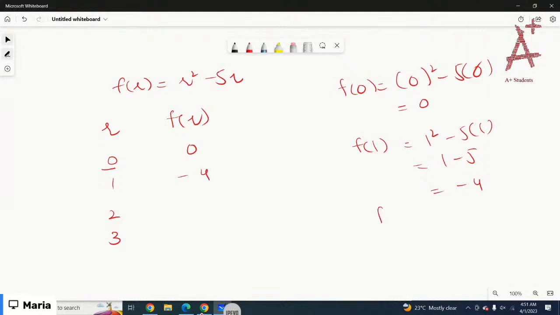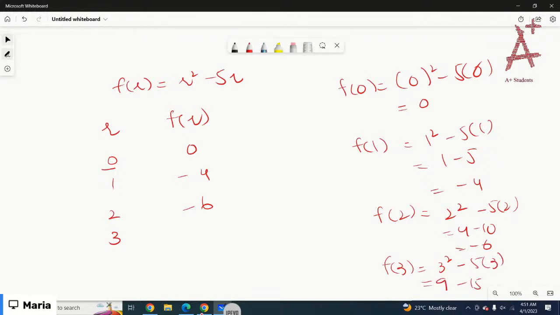Then f of 2. It would be 2 square minus 5 times 2. 2 square is 4 and 4 minus 10 is negative 6. That means when r is 2, f of r is negative 6. The next one is f of 3. So just replace: 3 square minus 5 times 3. 3 square is 9, 5 times 3 is 15. So 9 minus 15 is negative 6.